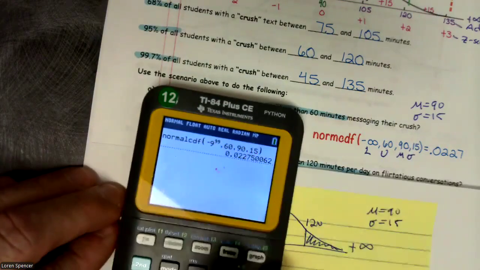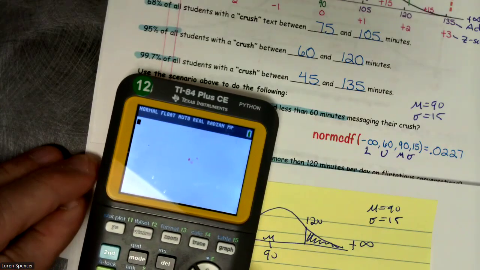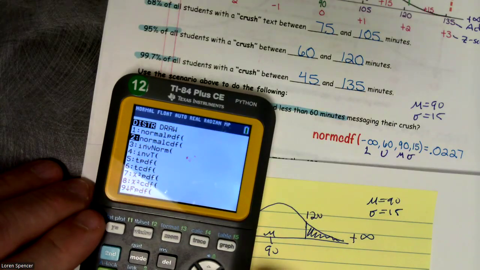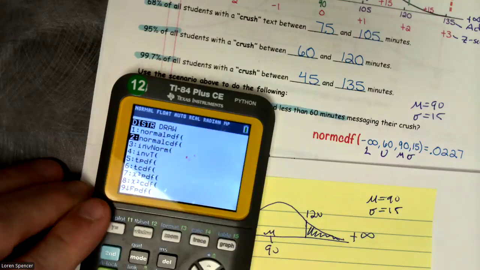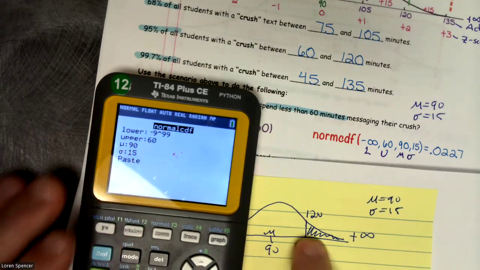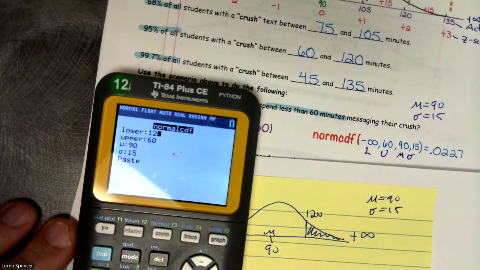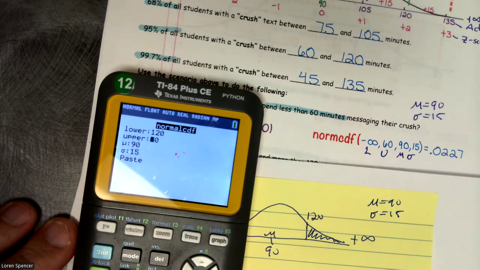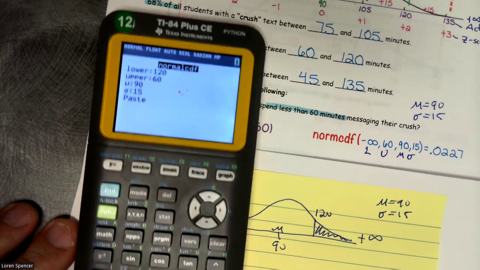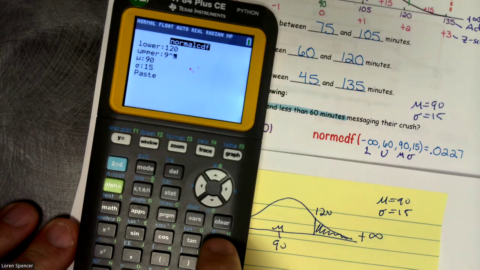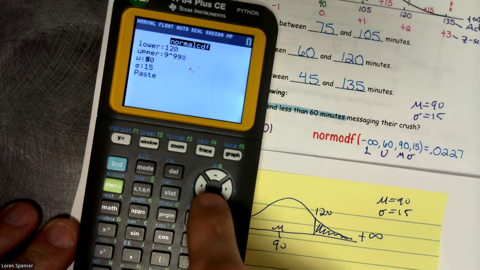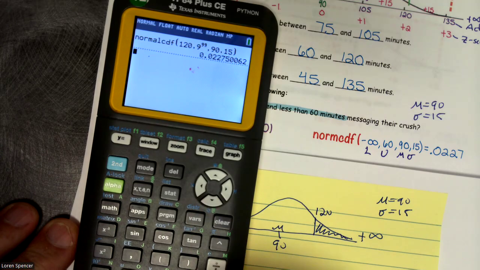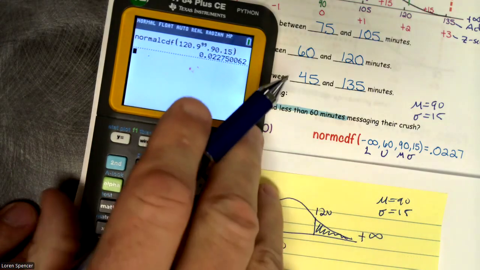So once again, here we go. Second vars, norm CDF, lower bound. Well, the lower part of my shading is 120. The upper part of my shading is infinity. So in this case, 9 raised to the 99th. Mean of 90, standard deviation of 15. And we end up getting 0.0227.